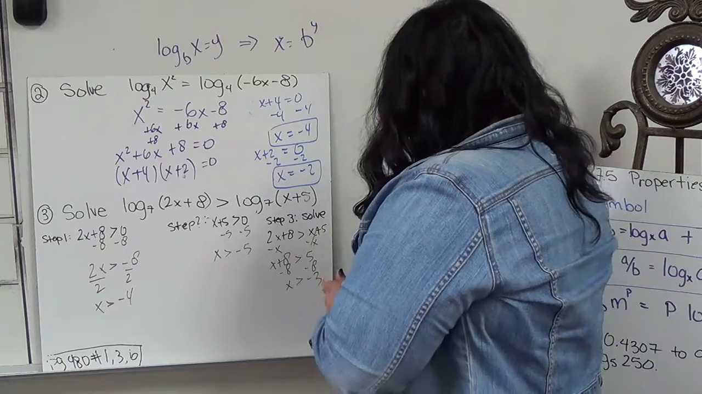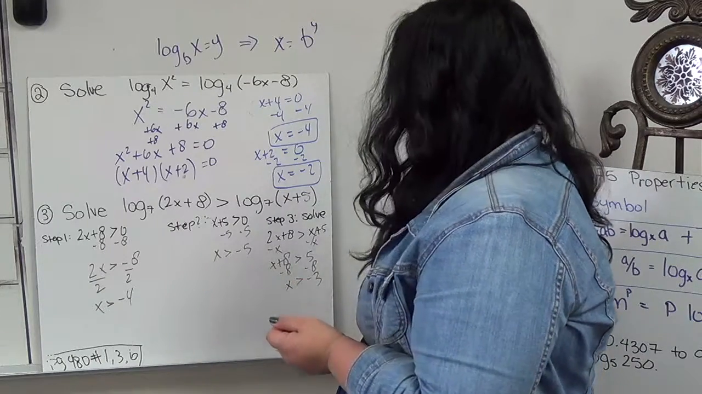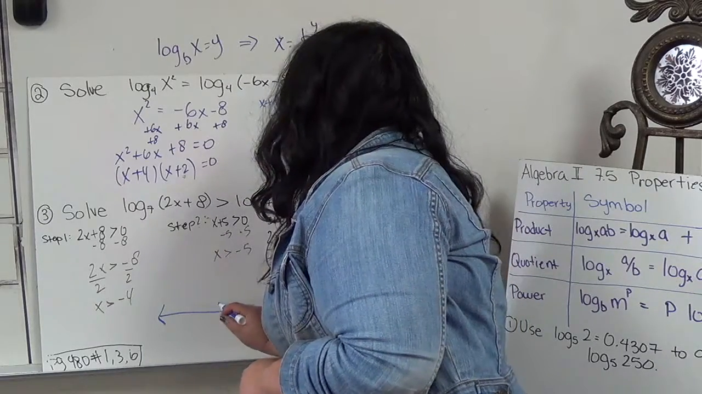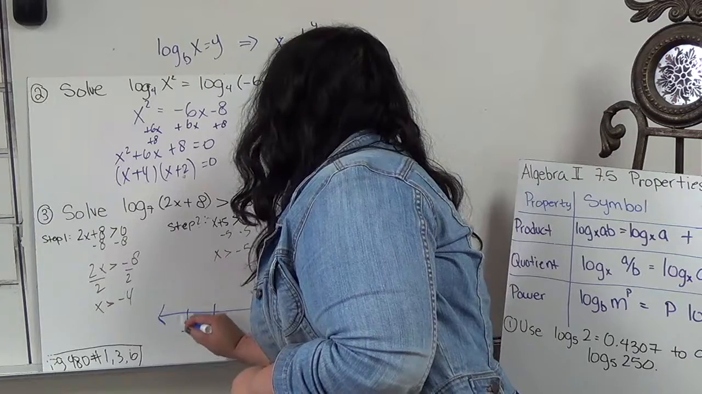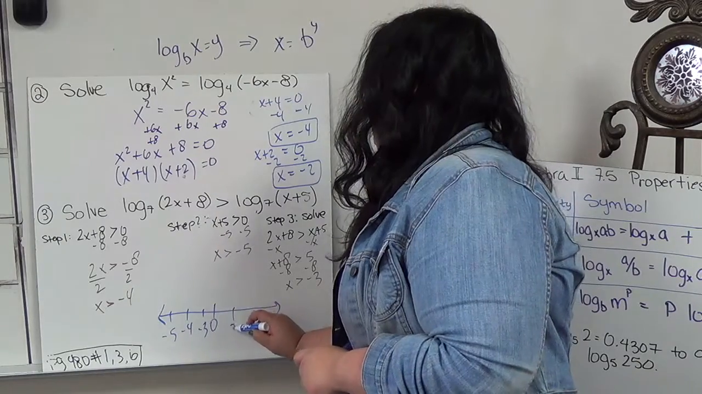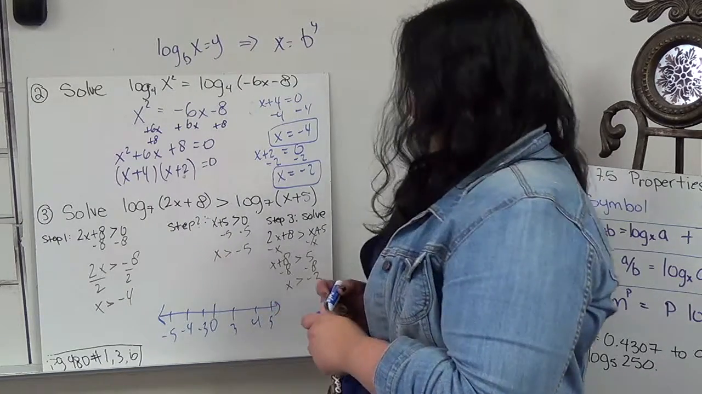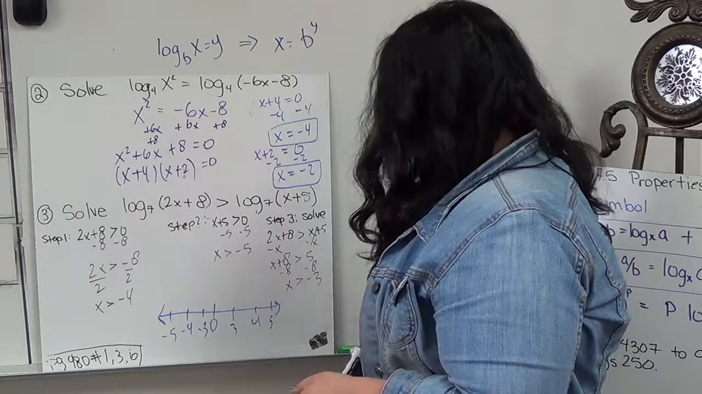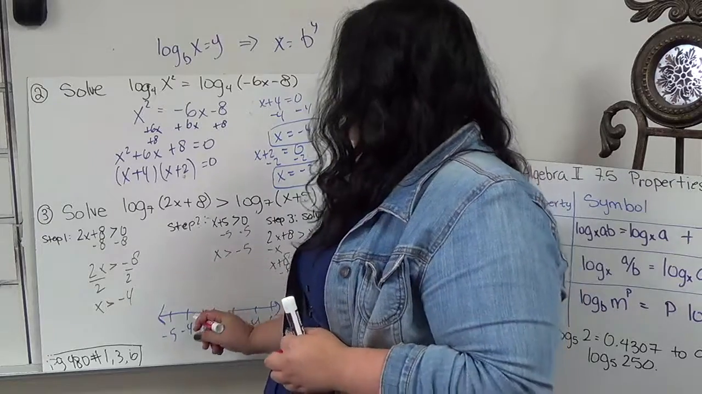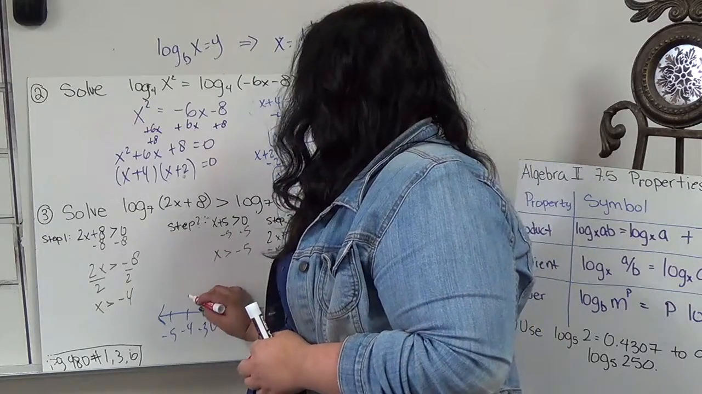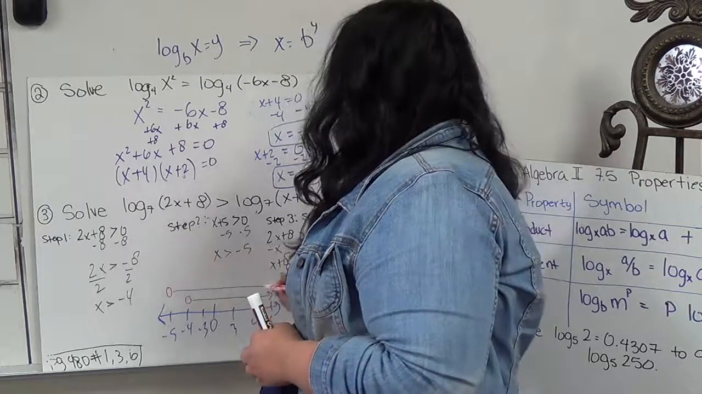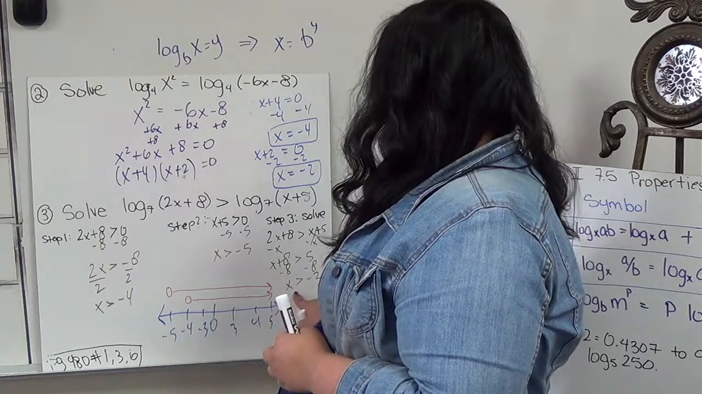So, if you're a visual person, which I am, I would do a number line so that I can make sure I have all of the requirements. So here's 0, negative 1, negative 2, negative 3, negative 4, negative 5. Okay. So I know that x has to be bigger than negative 4. x also has to be bigger than negative 5. And then x has to be bigger than negative 3.